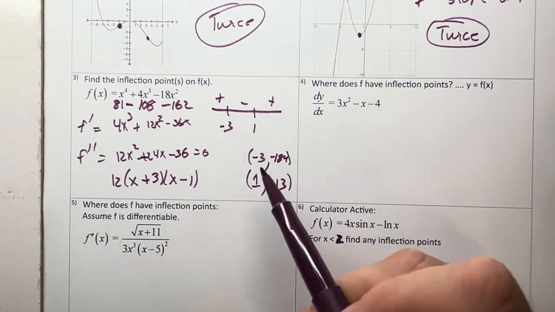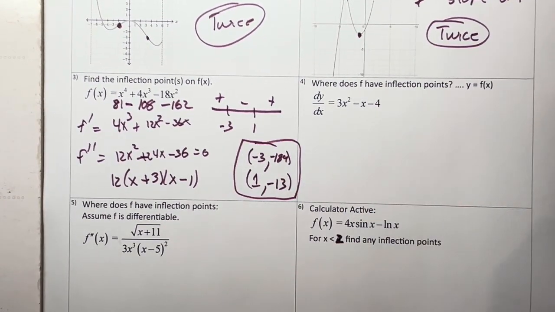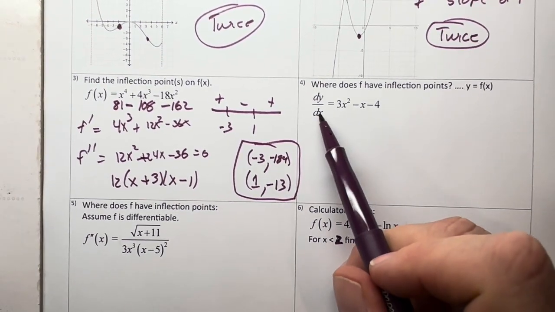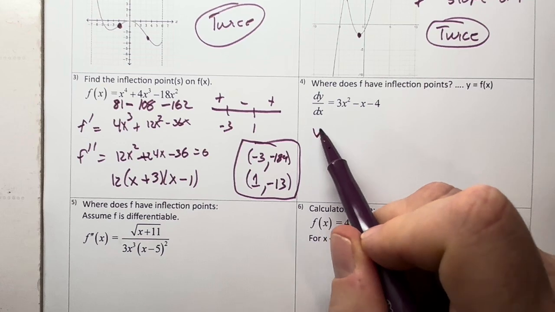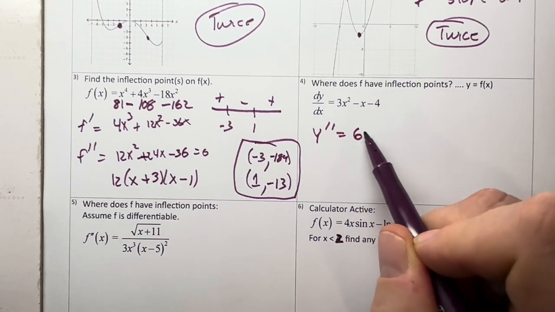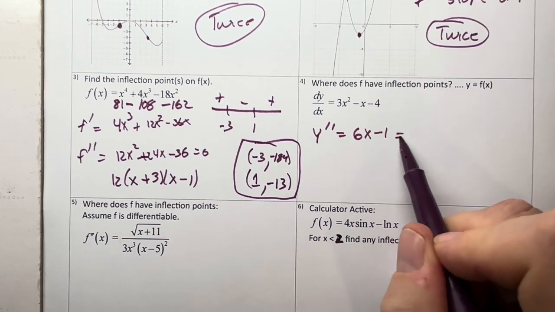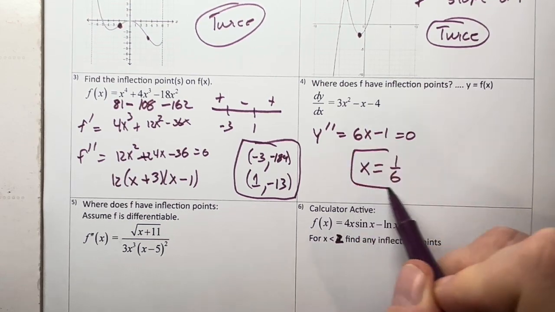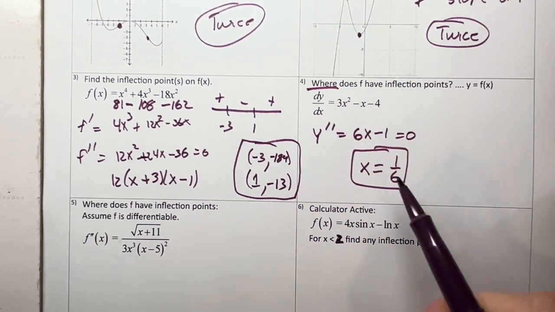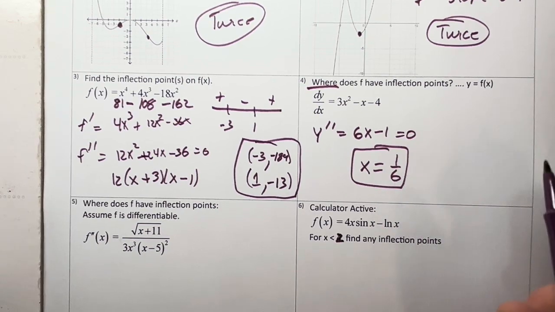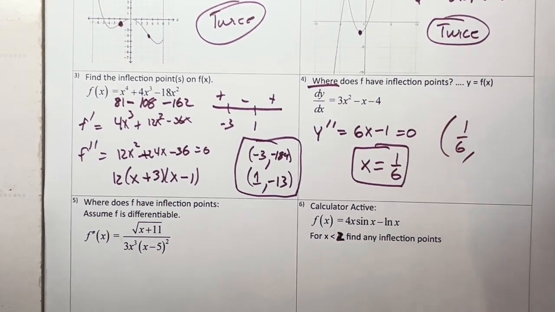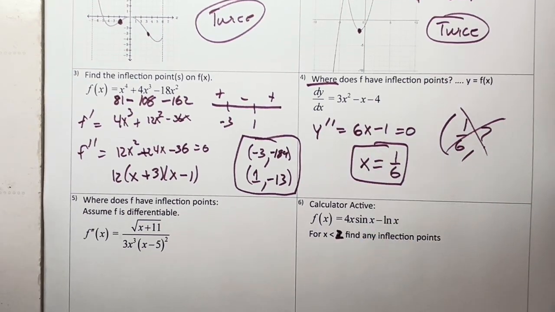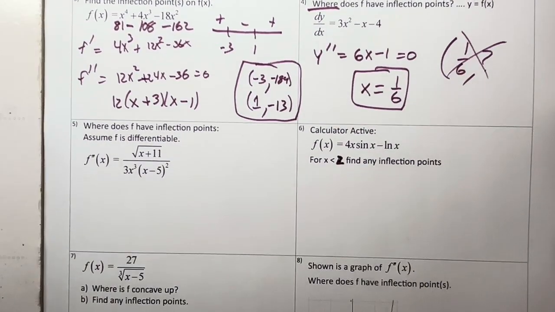So don't forget to always circle your answers. Where does f have inflection points? Here we're already given the first derivative, so we can say y double prime is 6x minus 1. And if you set that equal to 0, you get x equals 1/6. Notice the difference here. It says where. You should only say x equals 1/6. Could we find the actual point? No, not with the information given, because we're starting with the first derivative.